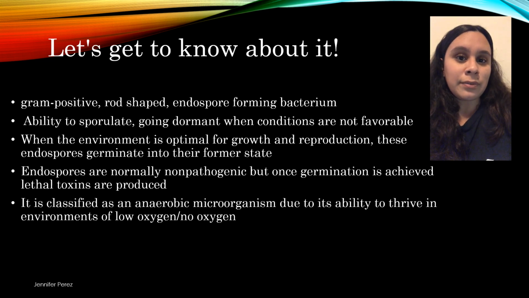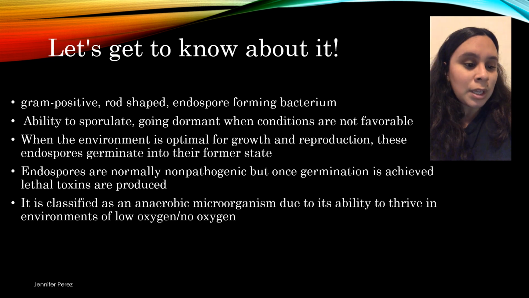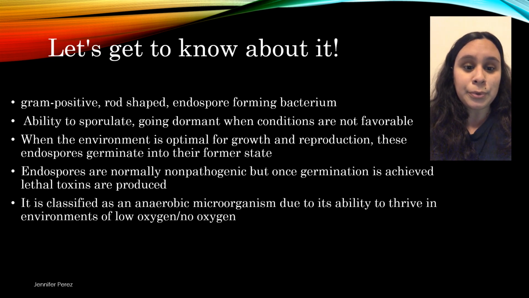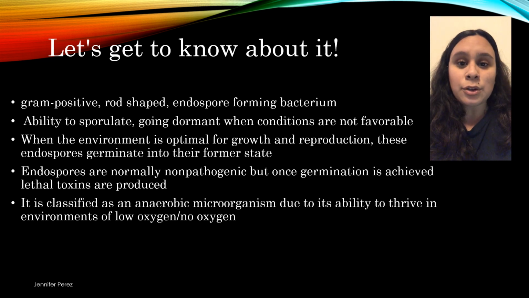These are gram-positive, rod-shaped, endospore-forming bacterium. They have the ability to sporulate, going dormant when conditions are not favorable. And then when the environment is optimal for growth and reproduction, they are able to germinate into their former state. These endospores are normally not pathogenic, yet when they go through germination, they're able to produce a lethal toxin. They are classified as anaerobic due to the ability to reproduce under low oxygen or no oxygen conditions.